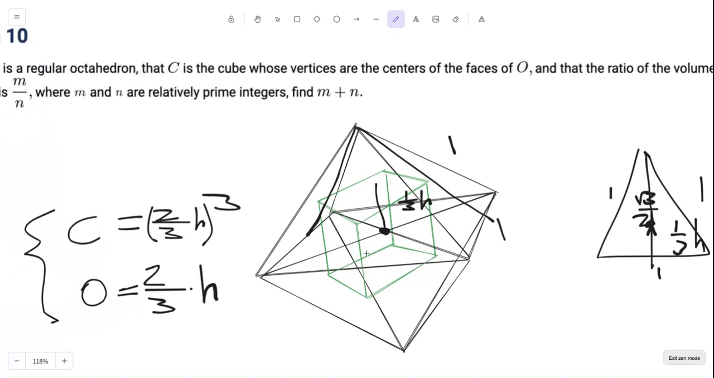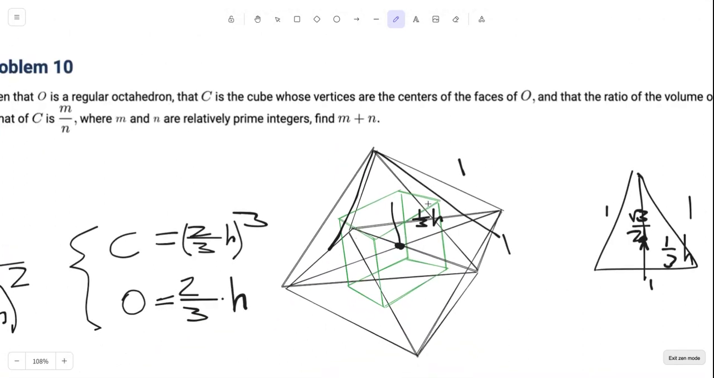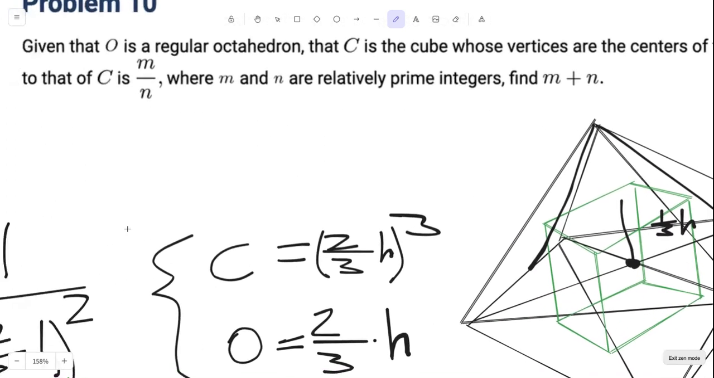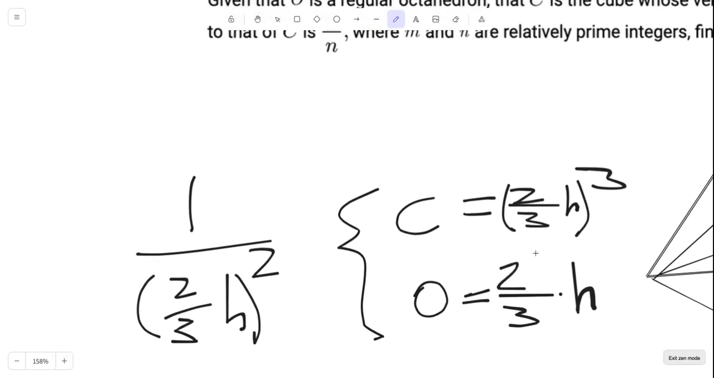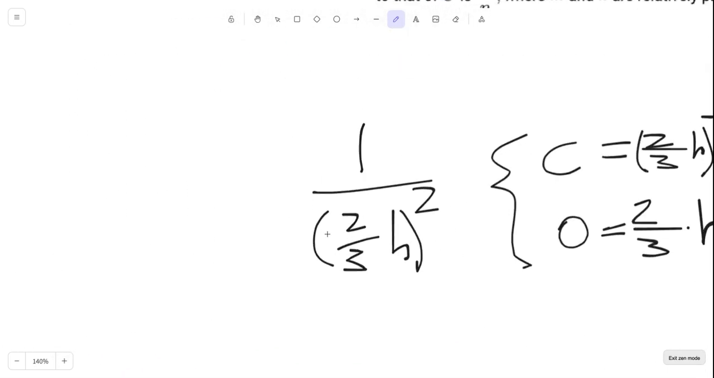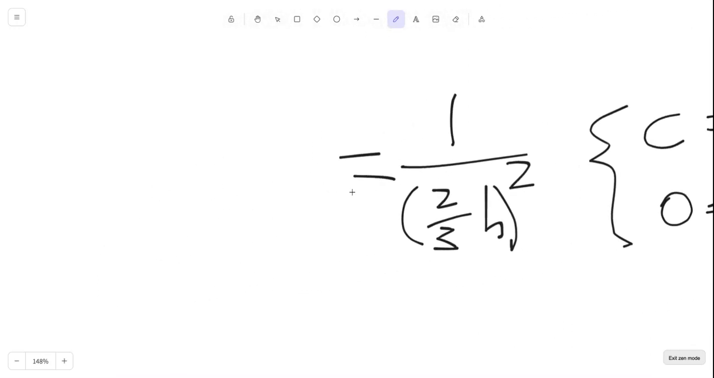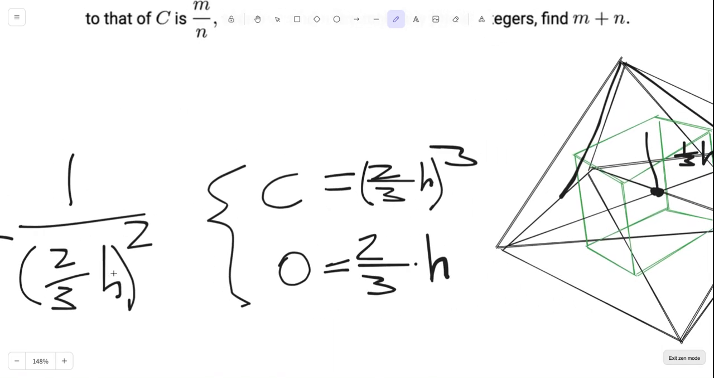Wait a second. So it's going to be 1/3 of the height, and then 2/3 of the height is the side length. Yeah, correct. The octahedron obviously has more volume, which means the cube must have a volume less than 1. Okay, it works out. I was just checking whether it's true or not. So the cube will have a lesser volume as long as 2/3 h is less than 1.